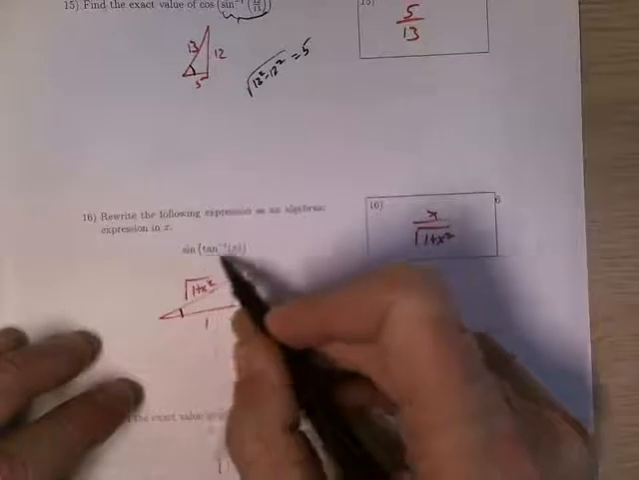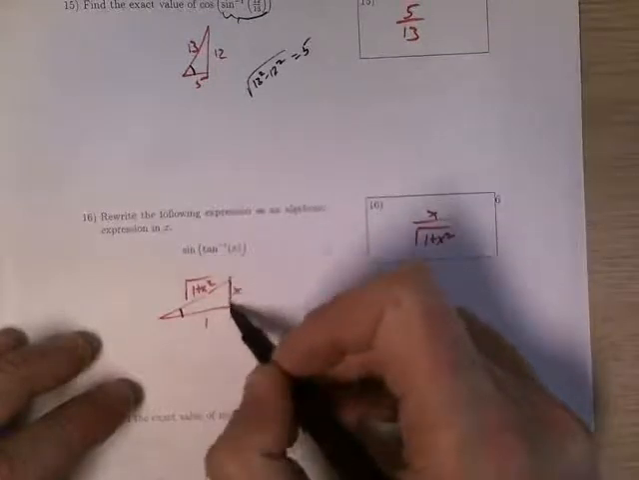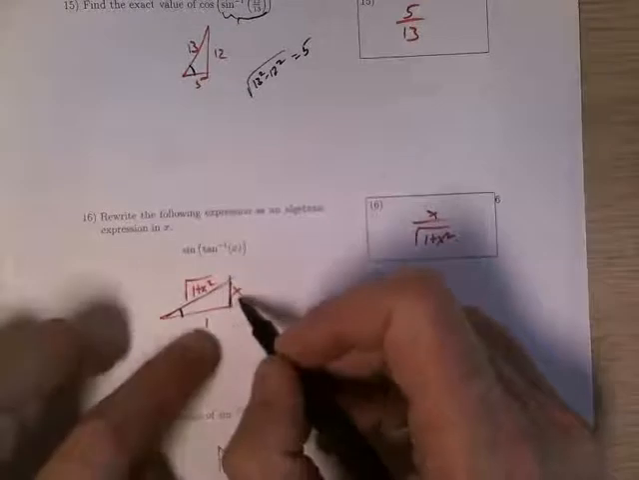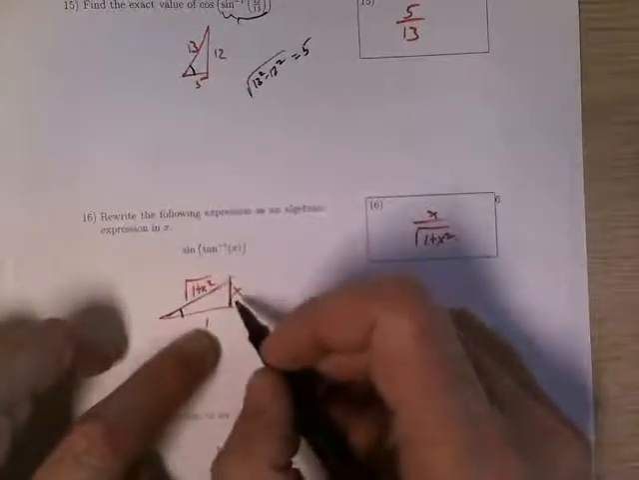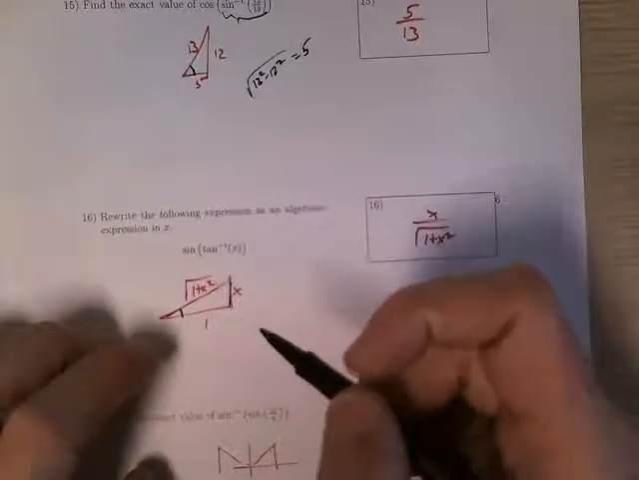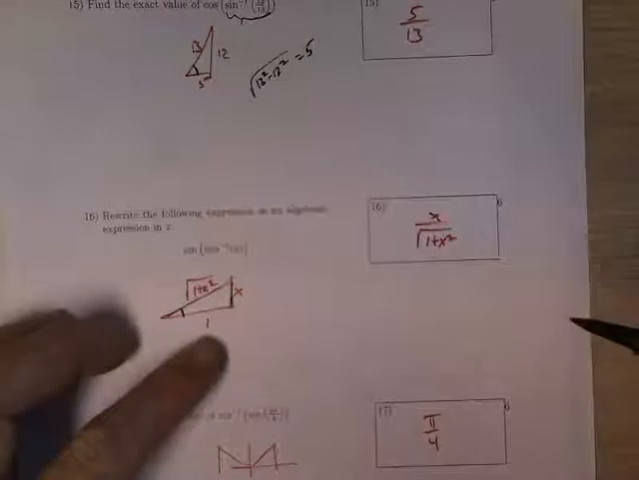I want to know the sine of that angle, so the opposite side divided by the hypotenuse. I'm going to have to use Pythagoras to figure out that the hypotenuse is the square root of 1 squared plus x squared. So the sine is x over the square root of 1 plus x squared.